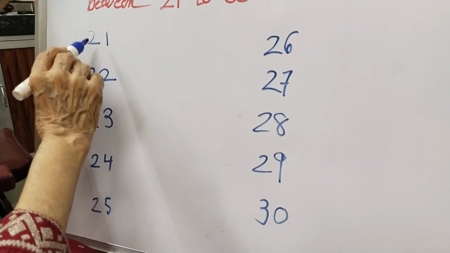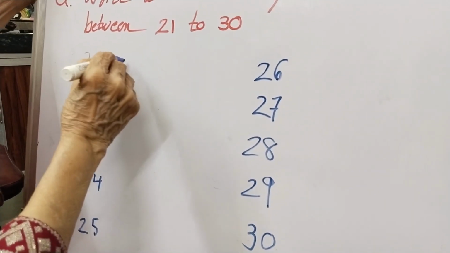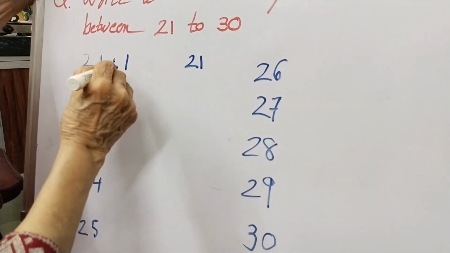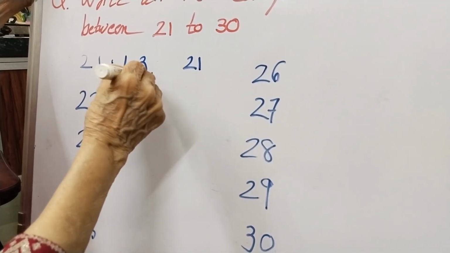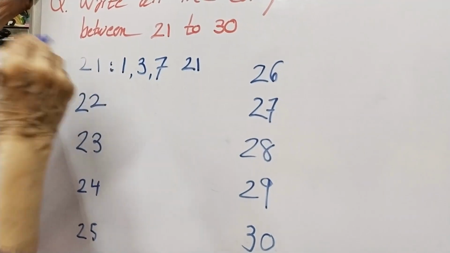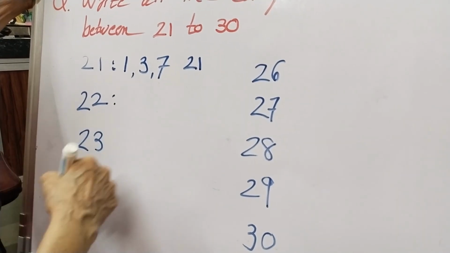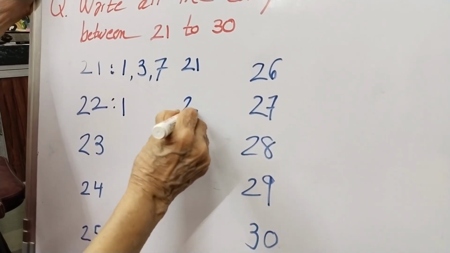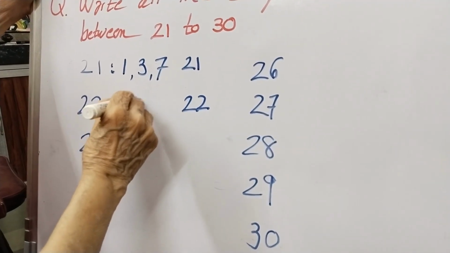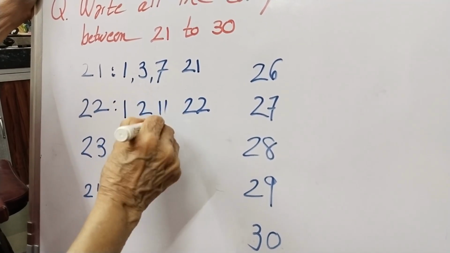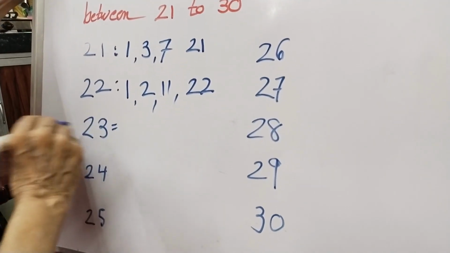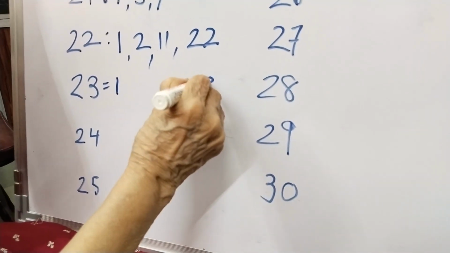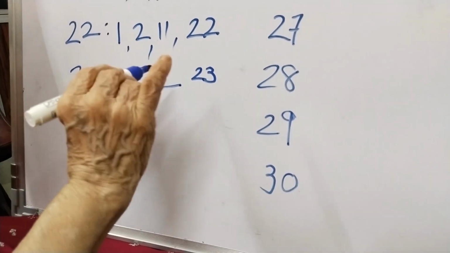Now let us see the factors of 21. 21 has got factors 1 and 21, and in between there are factors like 3 and 7, because 7 3s are 21. Now we come to 22. Here we will have 1 as a factor, 22 as a factor, and in between 2 and 11 as the factors. Now we come to 23. 23 has got 1 as a factor, 23 as a factor, but in between there is nothing.